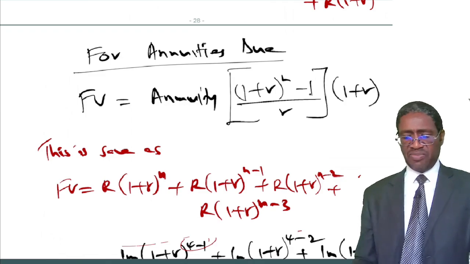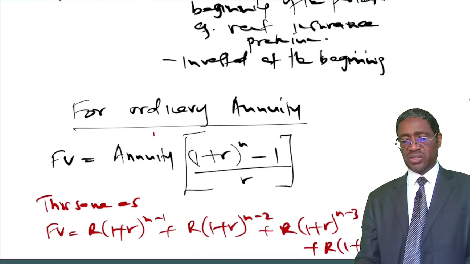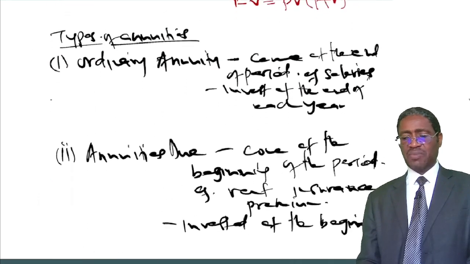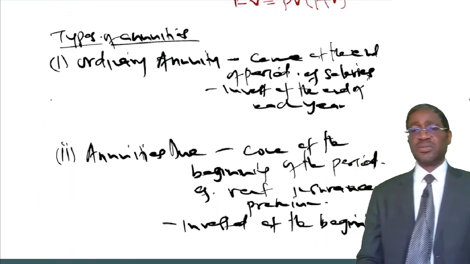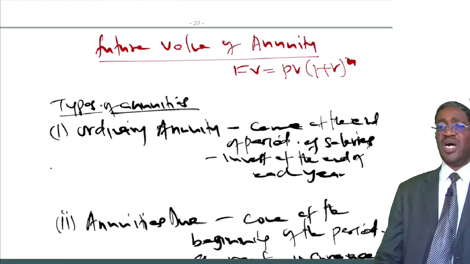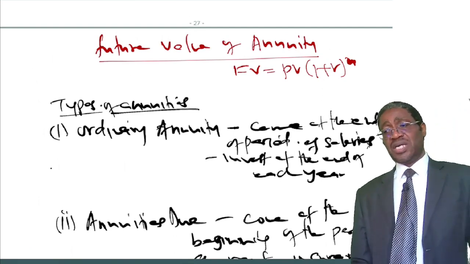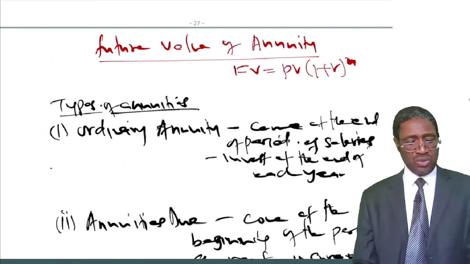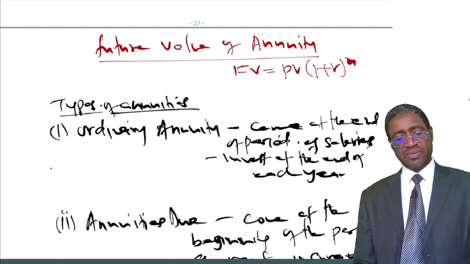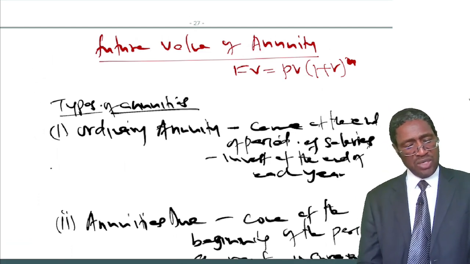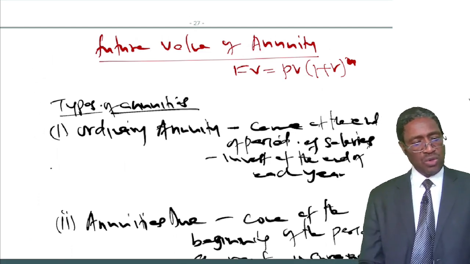Let's put down something. Oh, we have to put down something first in terms of annuities. Let's put down. So have another subtopic. Have a subtopic. Future value of annuity. That is our subtopic. Future value of annuity.